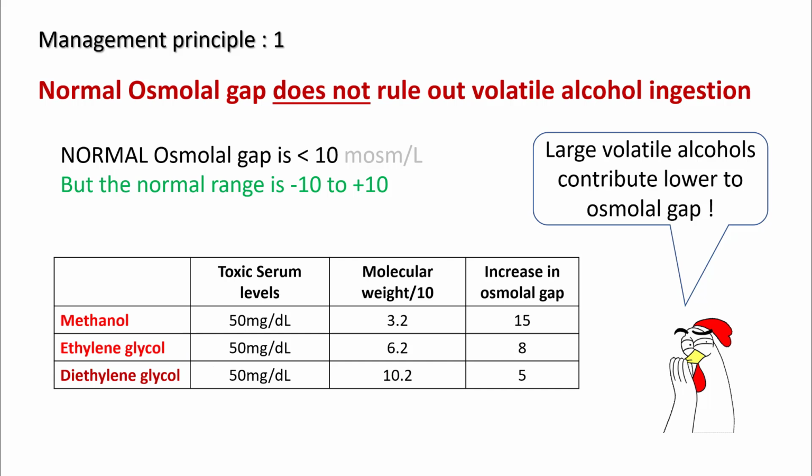And this is a problem because your normal osmolar gap is less than 10, however the range is minus 10 to plus 10. So if a patient started at 0 and had a toxic level of ethylene glycol, his osmolar gap will still be 8, which would appear to be in normal range.